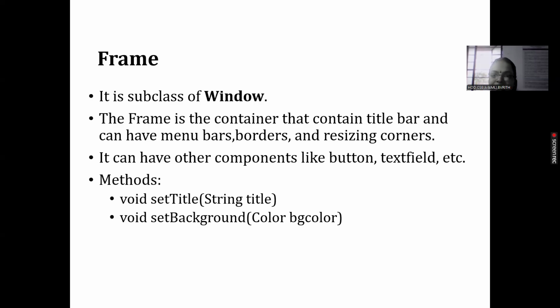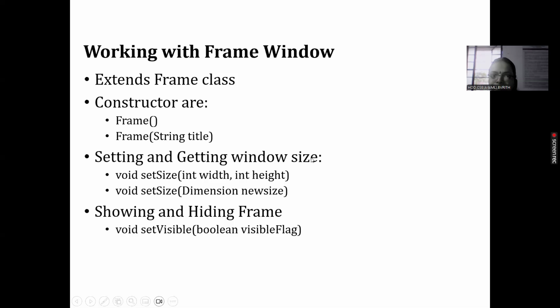Similarly, we also have other methods, like we can specify the background color of the window and frame. We can specify the foreground color for the frame. Foreground color is generally for whatever text you are showing on the frame. Background color is the window color, shown on the drawing area of the window.